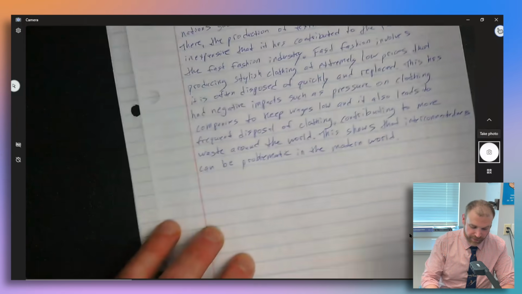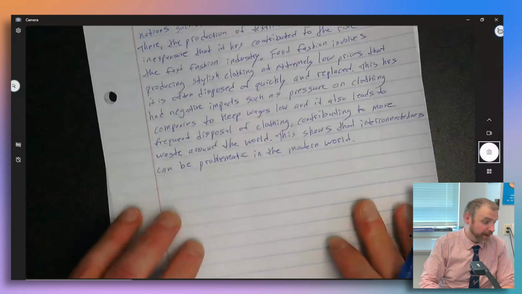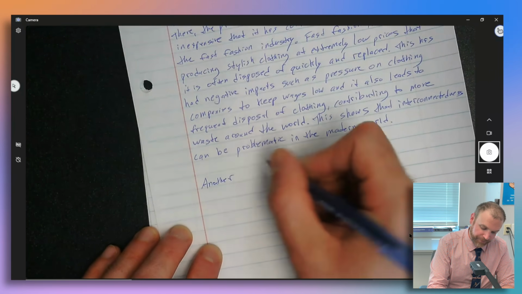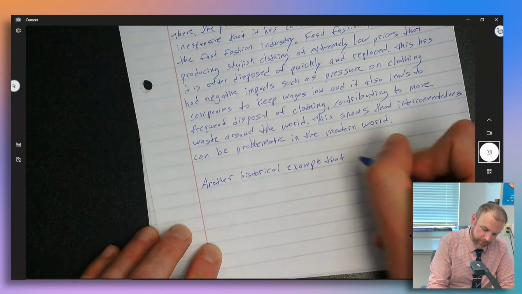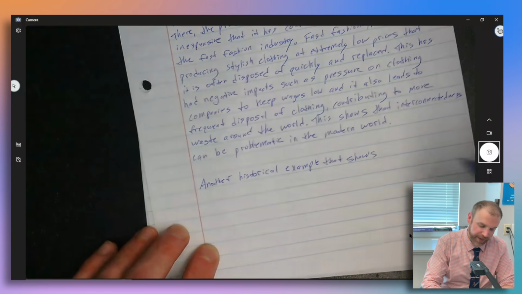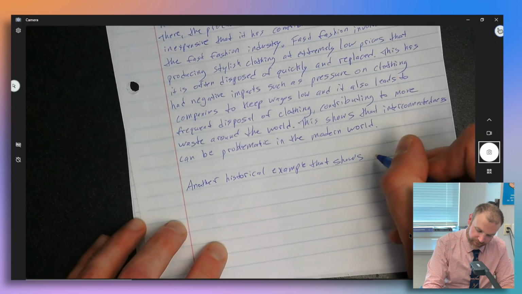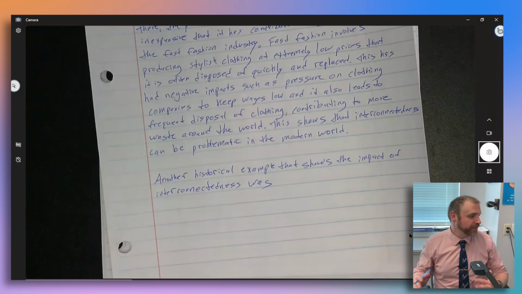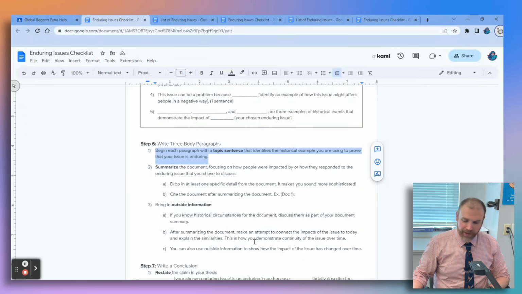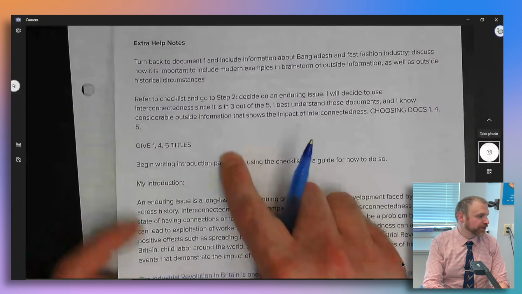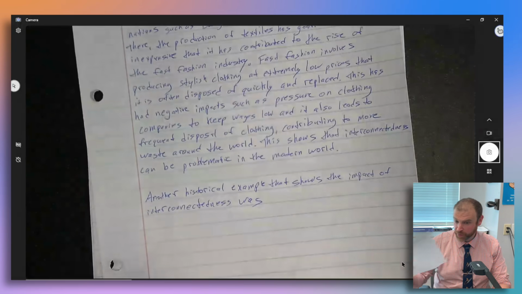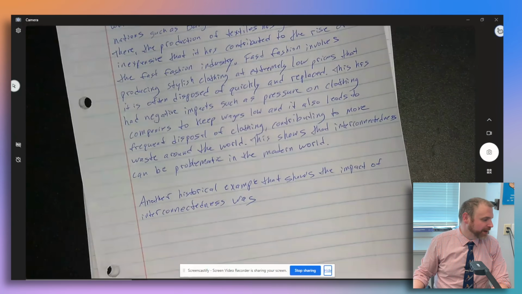All right, so we could say another, don't worry, we're not going to write a whole another body paragraph together, that'd be crazy. Let's just practice the next topic sentence. Another historical example that shows the impact of interconnectedness was, and here is where I'll drop in the next document that we're writing about. But remember, we gave each of our documents a title. And I decided long ago, as part of my preparation, that I was going to use documents 1, 4, and 5. These are just my notes for today, right? So the next one I'm going to write about is document 4.